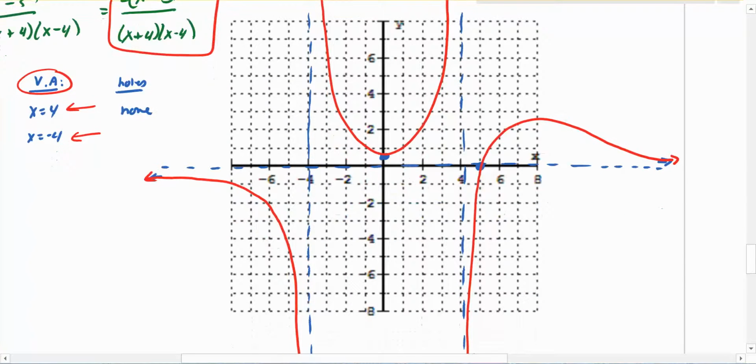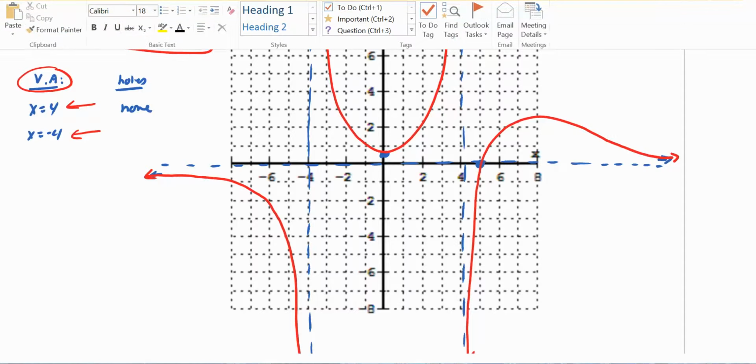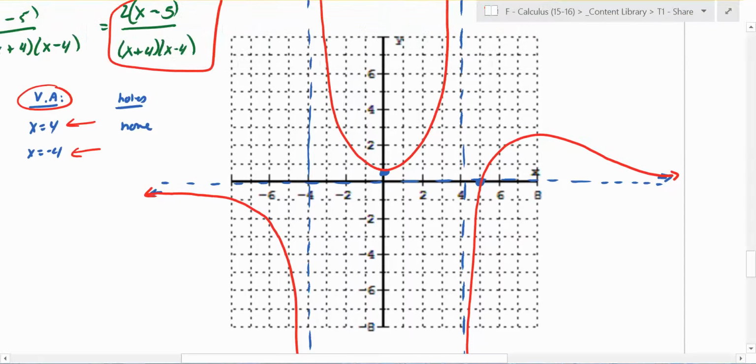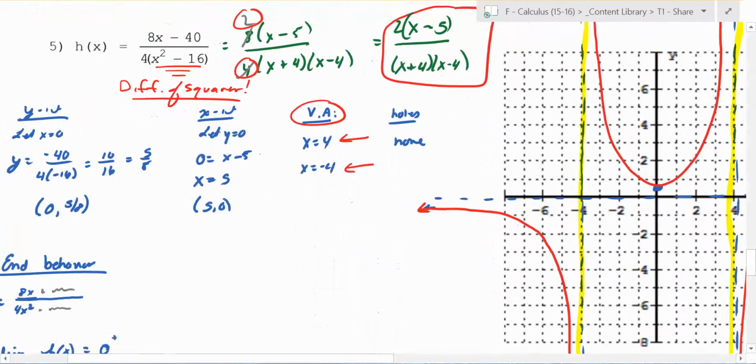So you could go over here and you see those 2 dotted lines? Where are those 2 asymptotes? Those 2 asymptotes are right here in the yellow. Can you see that yellow? Yeah. Those are where the asymptotes are. So you can put those dotted lines in immediately.